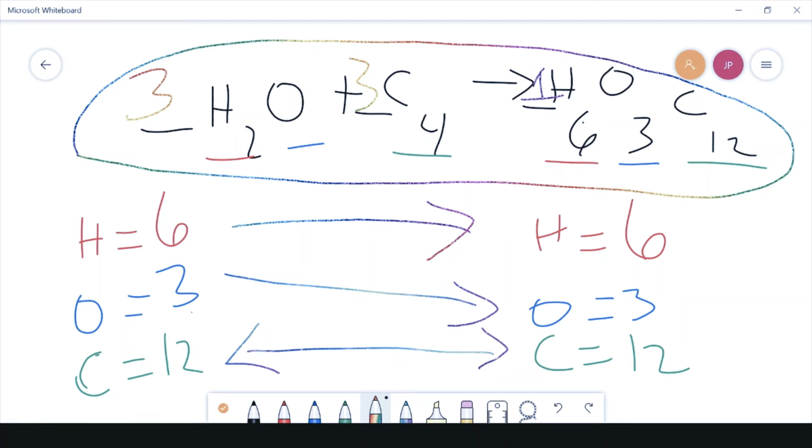When you get to more complicated ones, then you have to do a little bit more playing around with things to make them even.